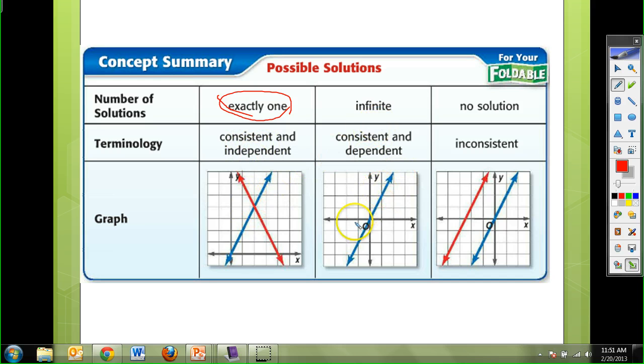When you have only one graph, there's infinite possibilities on this one graph. It's also consistent, but this time it's dependent. When there's no solution, it's when you have 2 lines that are parallel. They're inconsistent. So they will never meet. That means there's no solution and they are inconsistent.